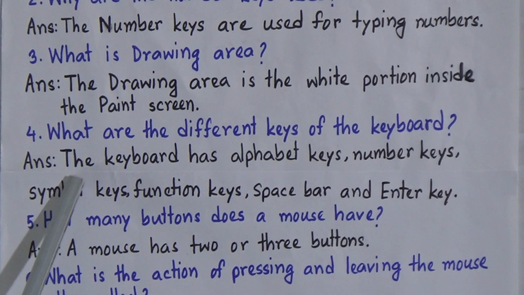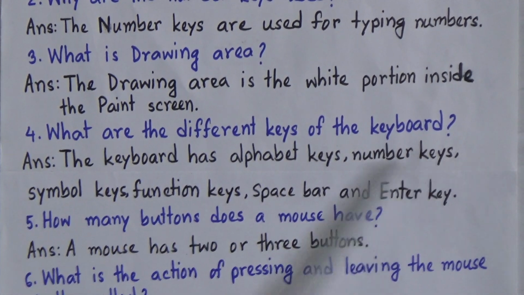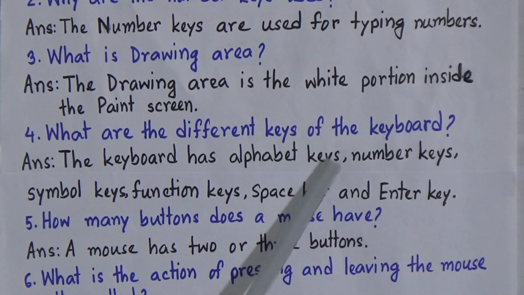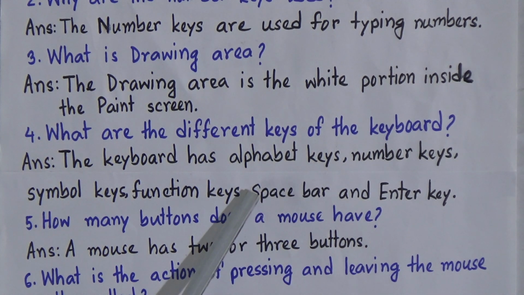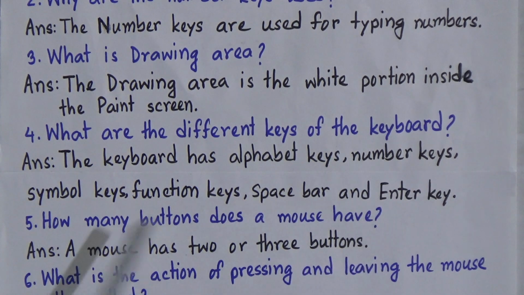Right? So what will be the answer? The keyboard has alphabet keys, number keys, symbol keys, function keys, space bar and enter key. So these are the 6 keys we found on the keyboard.